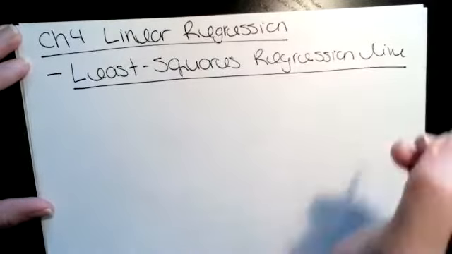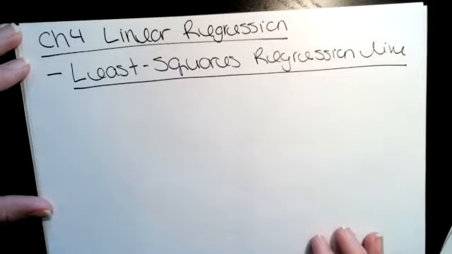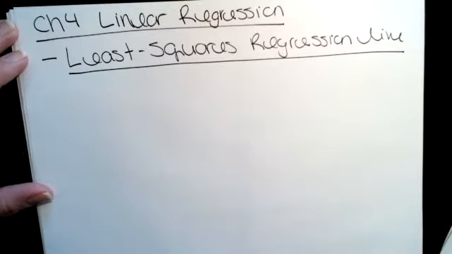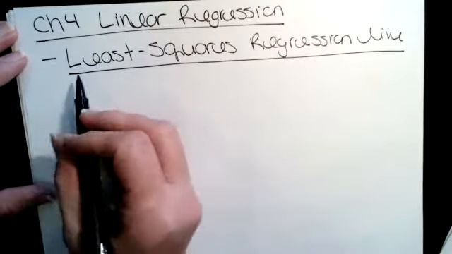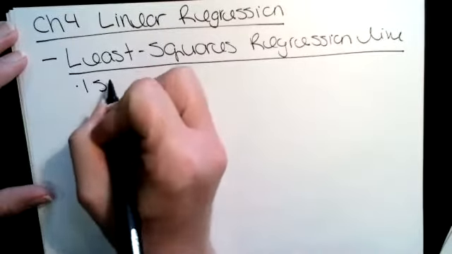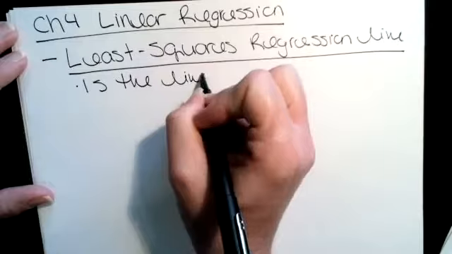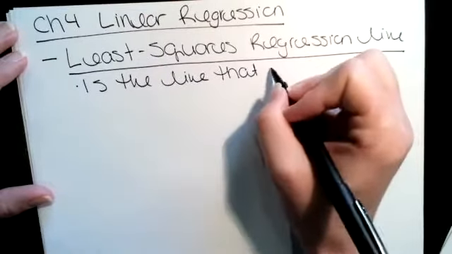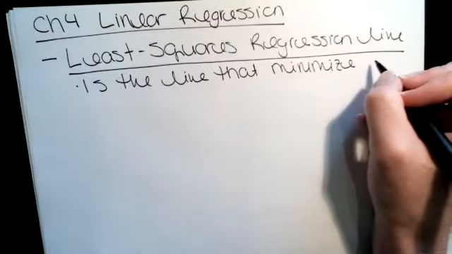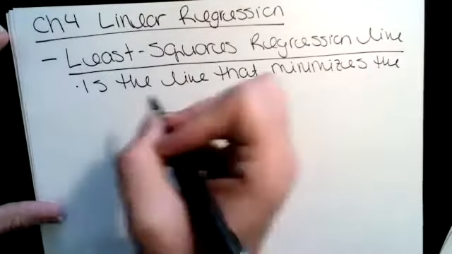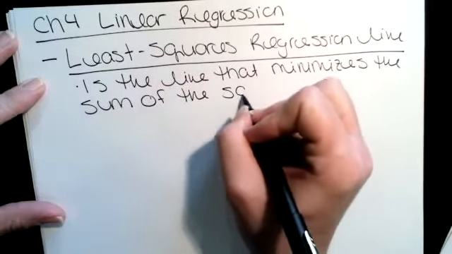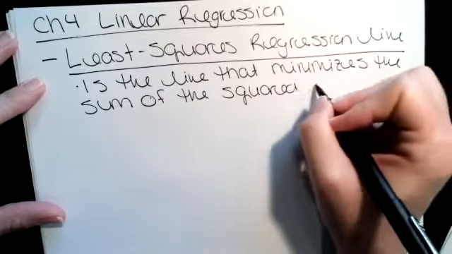This is the line of best fit. It's the line that's best going to describe the linear relationship between x and y. Its name, least squares regression line, comes from that it is the line that will minimize the sum of the squared residuals.